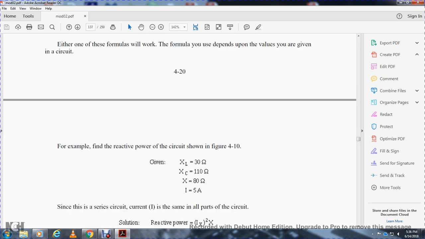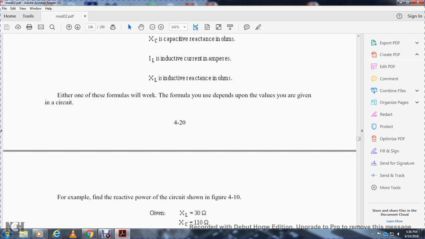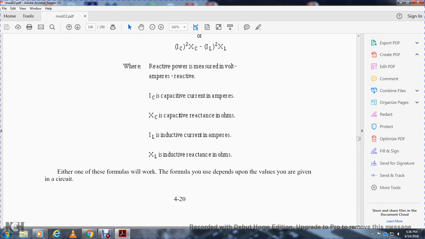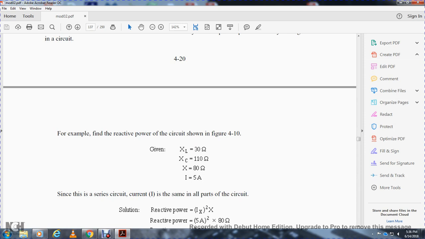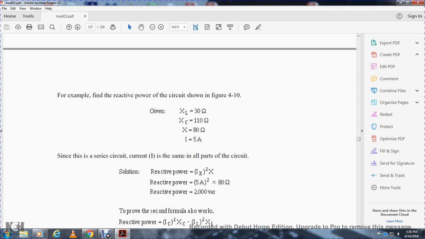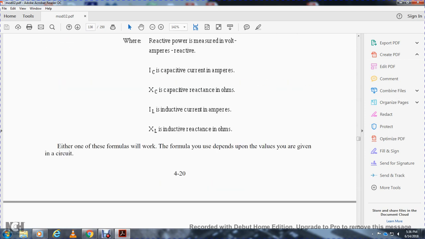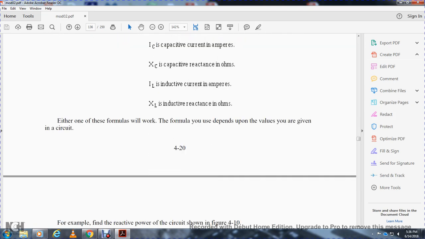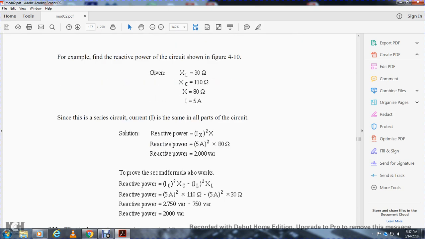For example, for the reactive power in the circuit of Figure 4-10, the inductive reactance is 30 ohms, the capacitive reactance is 110 ohms, the total reactance is 80 ohms, and the amperage is 5 amps. So the reactive power is 5 amps squared times 80 ohms, which is 2,000 volt-amps reactive.